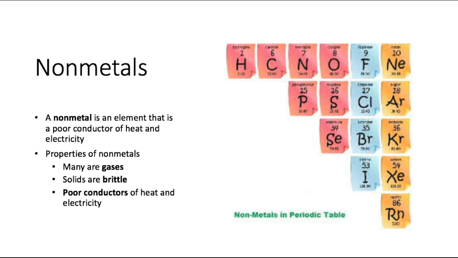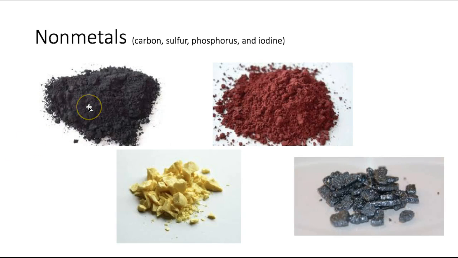The next classification are the nonmetals, and the nonmetals are on the right-hand side of the periodic table, and here in this graphic you can see all the elements that are considered nonmetals. It's just a few elements of the periodic table that are nonmetals. A nonmetal is an element that is a poor conductor of heat and electricity. Properties of nonmetals are that a lot of them are gases, the ones that are solids are brittle, and they are poor conductors of heat and electricity. Some examples of nonmetals are carbon, sulfur, phosphorus, and iodine. You can see that they're brittle, they break apart, they're powders, just very different from what we saw in the examples of metals.